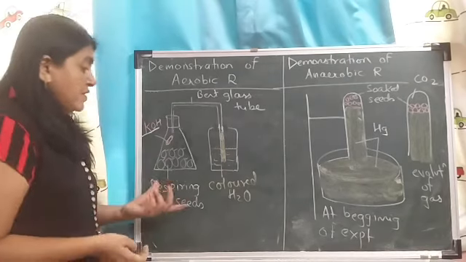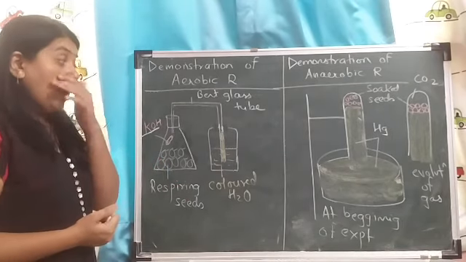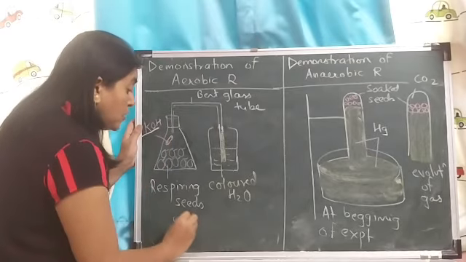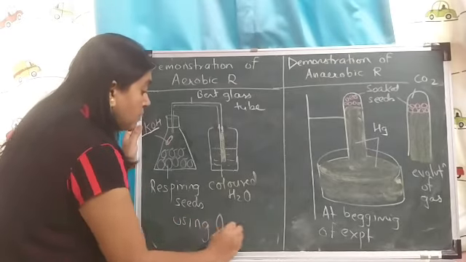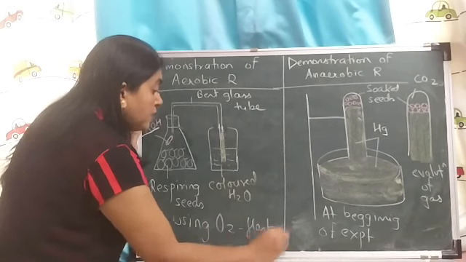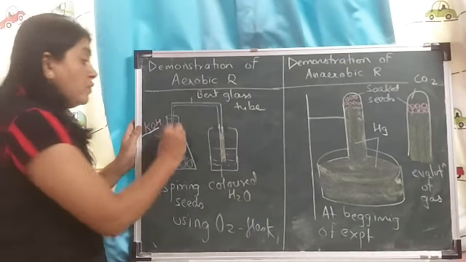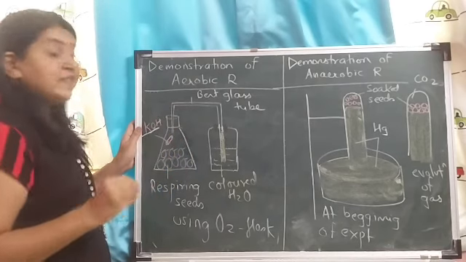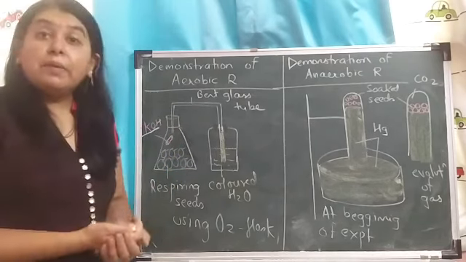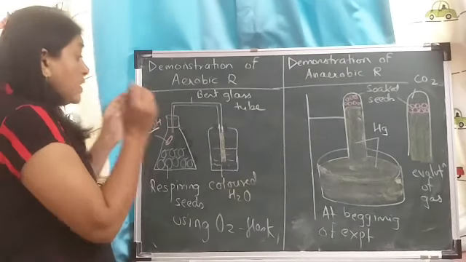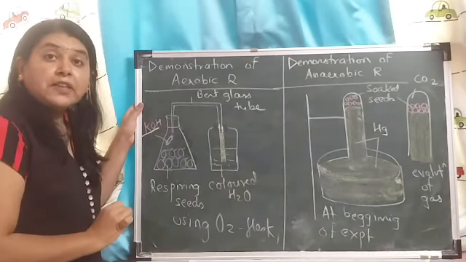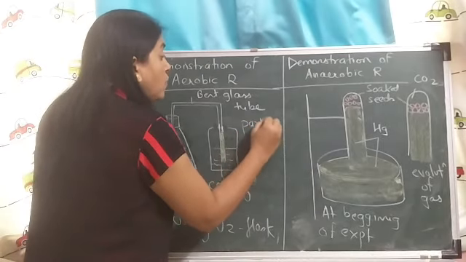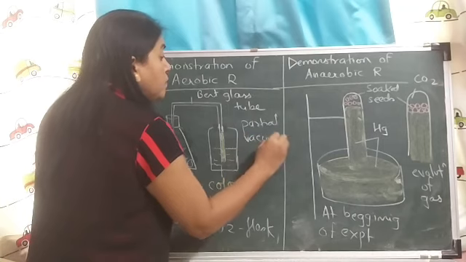Now, what happens when the seeds respire? How do the seeds respire? The seeds respire by using the oxygen present in the flask. So, whenever the seeds respire, they will use the oxygen which is present in the flask, and they will release carbon dioxide, right? Some carbon dioxide will be absorbed by this KOH, and therefore there is the formation of partial vacuum.